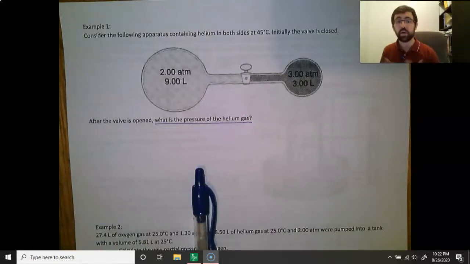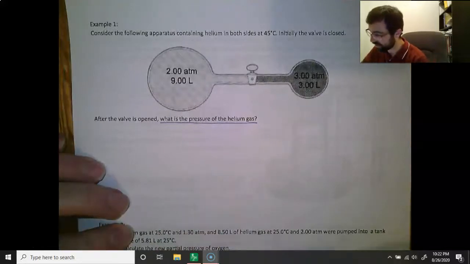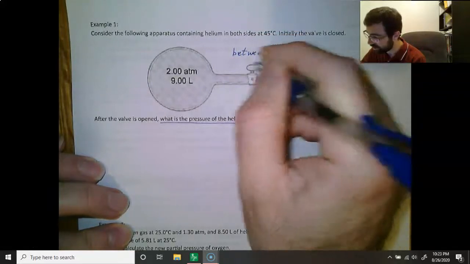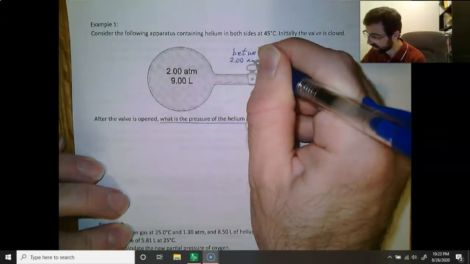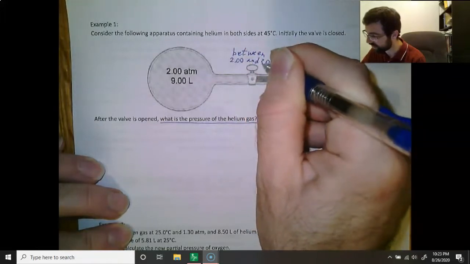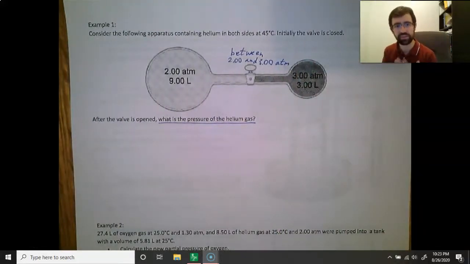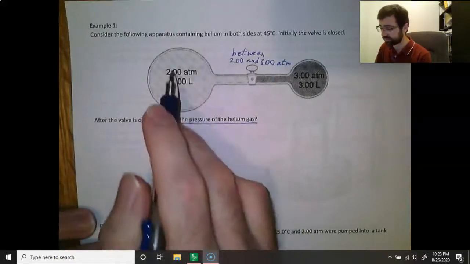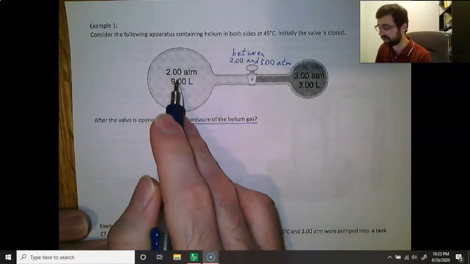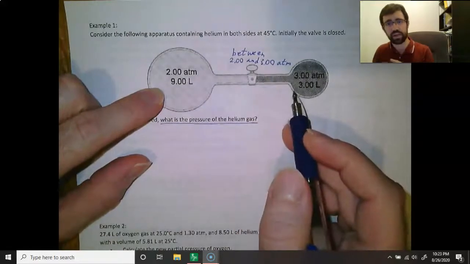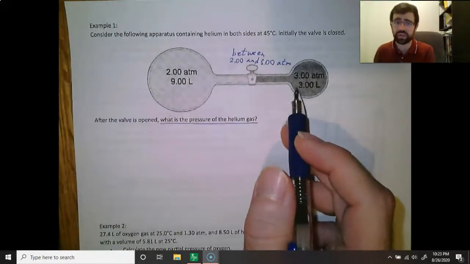That's not realistic. The realistic situation is our pressure has to be between 2.00 and 3.00 atmospheres. That's more realistic. It's going to mix together to give us something between that. Well, how do we find the pressure? It's a challenging question. But what's changing? What are the only variables that change when I open this up? Well, the volume will change. We just talked about that. Is it possible that the pressure would change? Well, it sounds like it probably will.